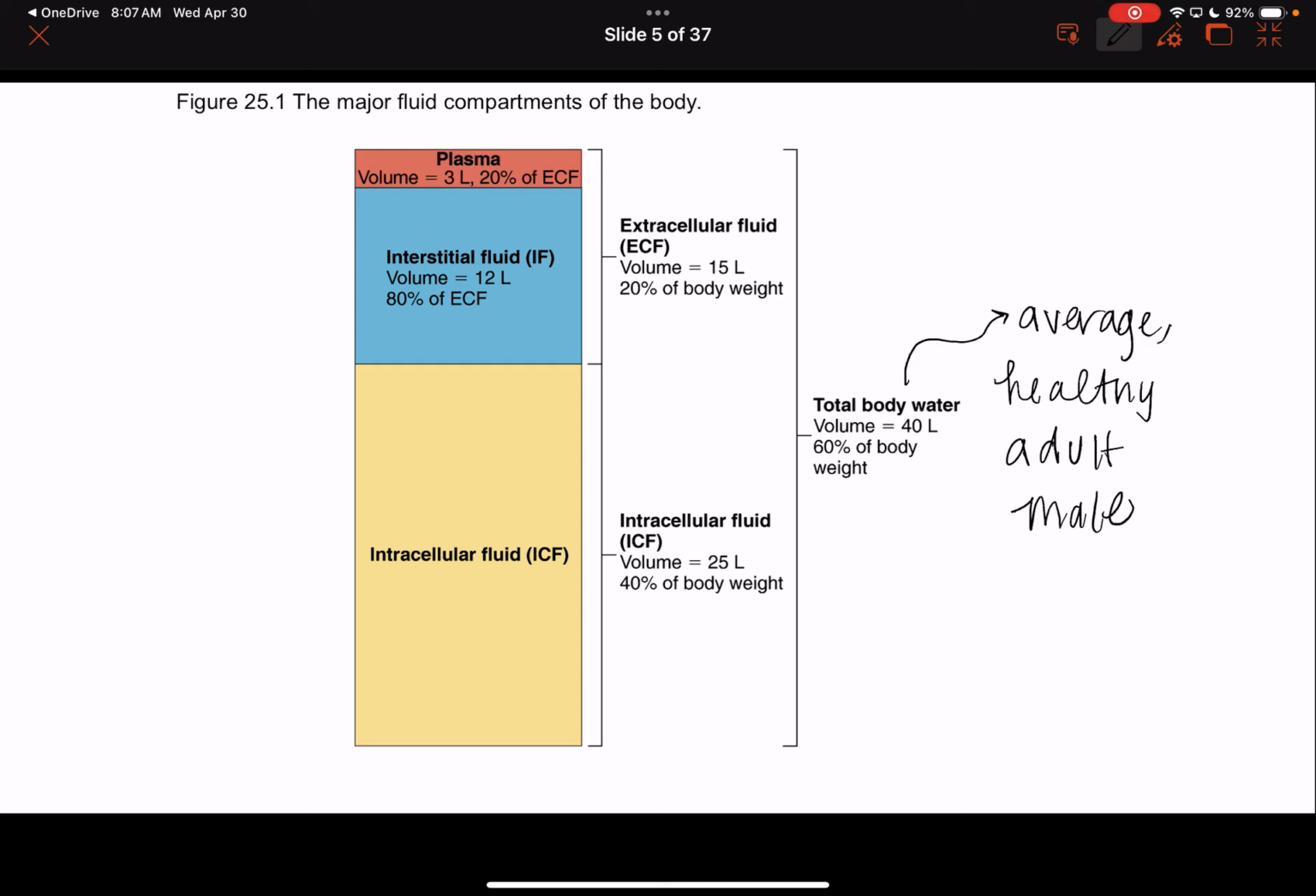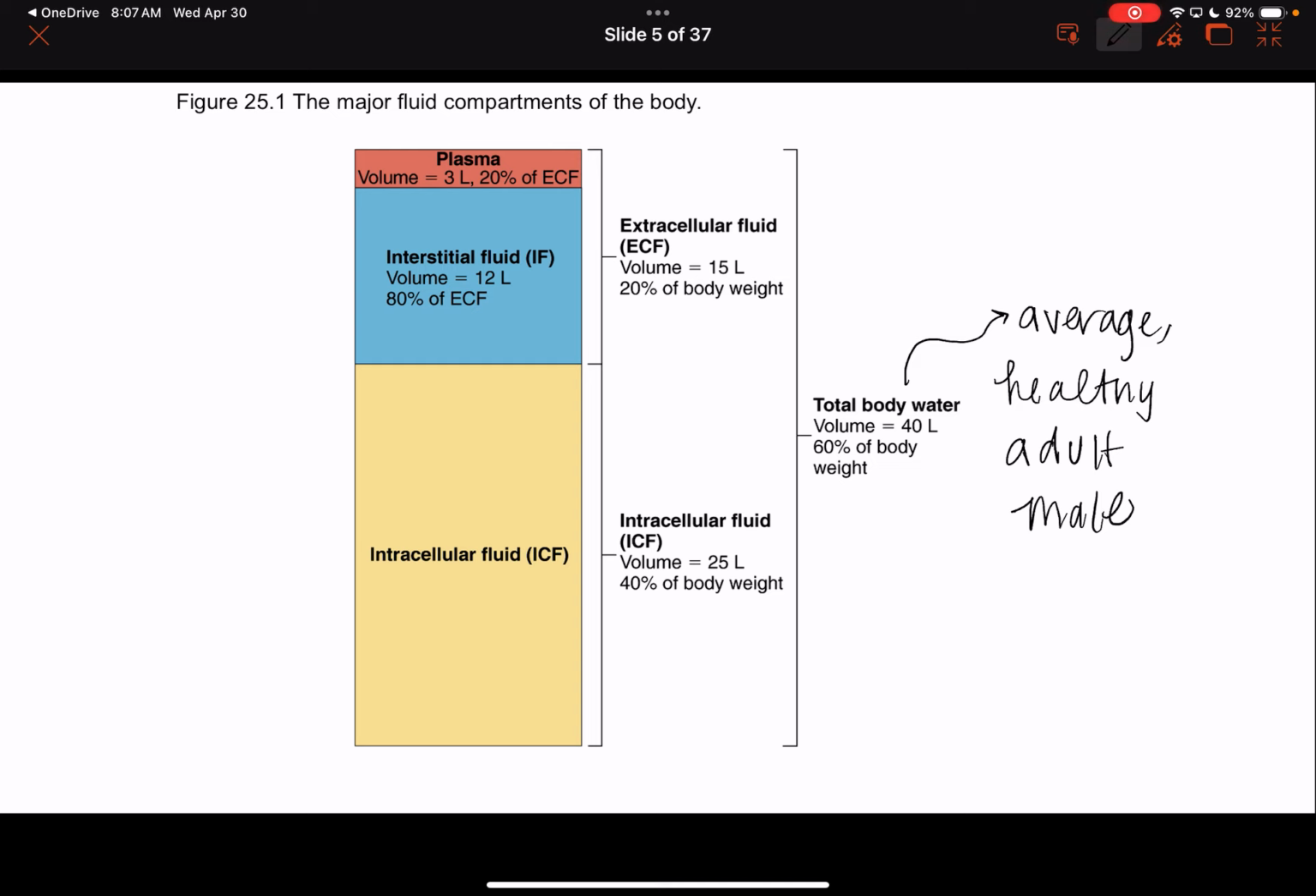The reason for that is that fat is the least hydrated tissue. Fat is only made up of about 20% water, while skeletal muscle mass is like 70% water. And males in general, like we've mentioned before, have more skeletal muscle mass. Females tend to have more fat. So because muscle mass is more water heavy, males tend to have more water in general than females do.